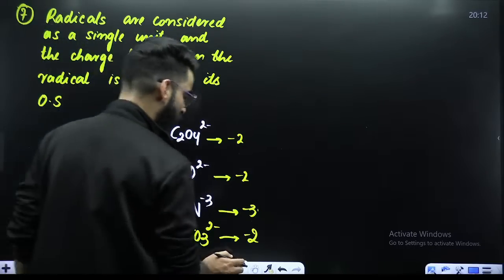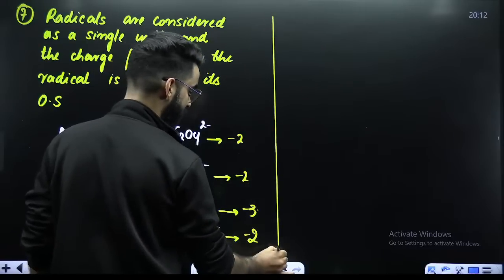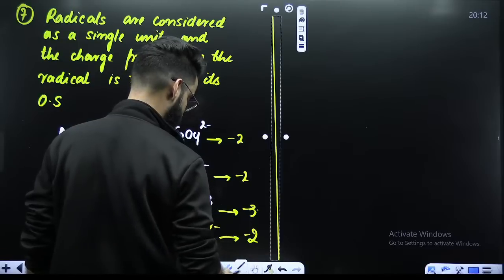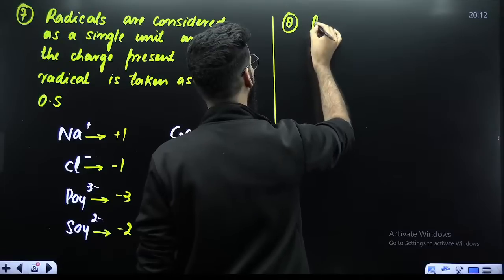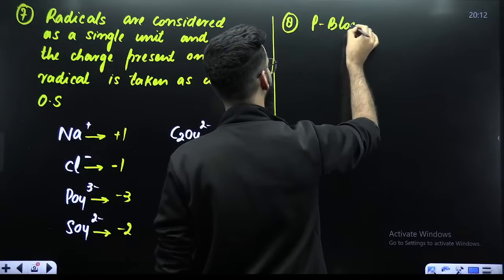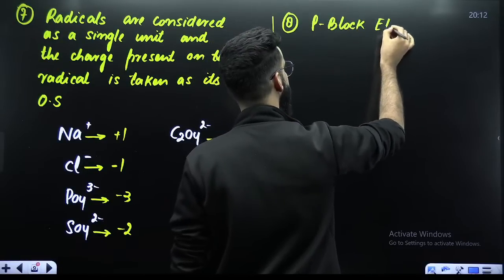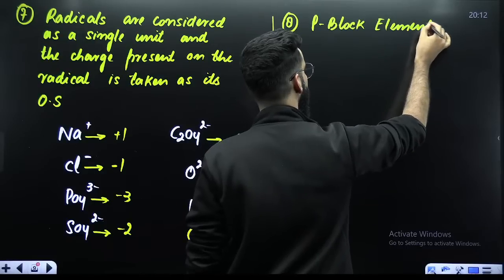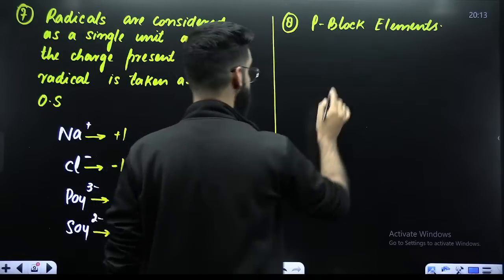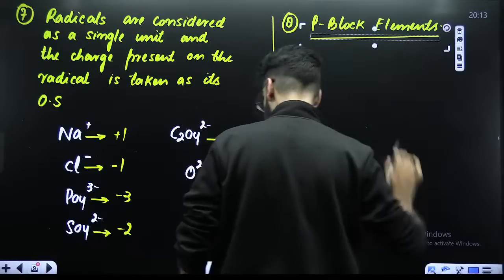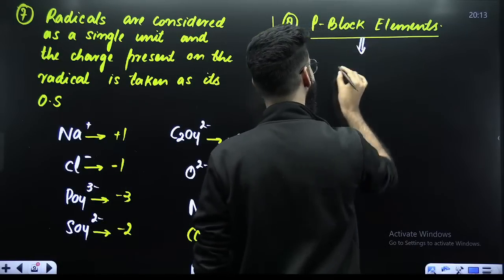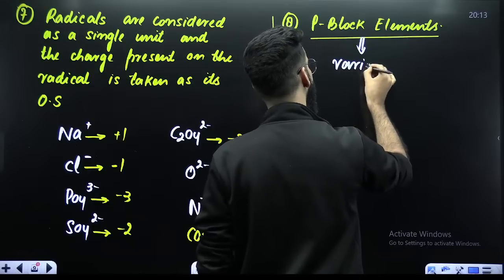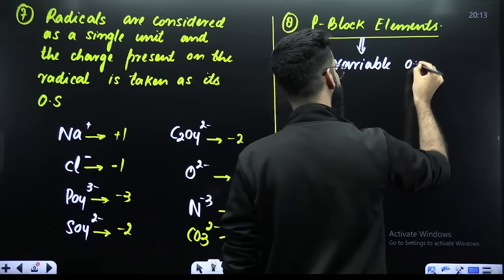Now, my dear students, one more thing I would want to let you know over here. Do remember this. This is super important. And this is for P block elements. My dear students, the P block elements, they show variable oxidation states.